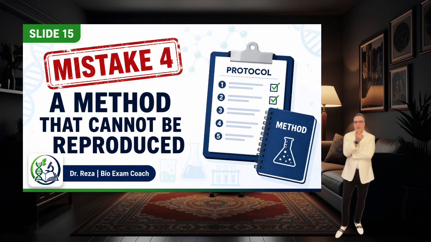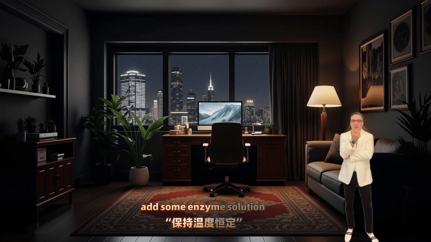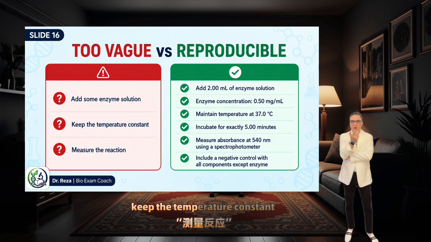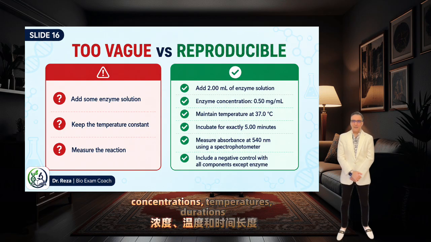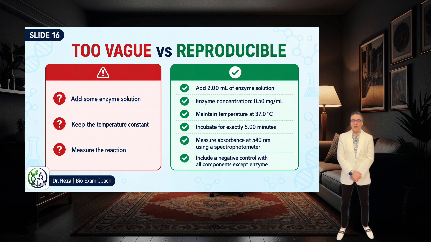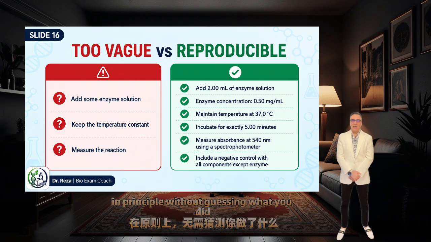Mistake number 4 is writing a method that another person cannot reproduce. Add some enzyme solution. Keep the temperature constant. Measure the reaction. These instructions are too vague. State exact volumes, concentrations, temperatures, durations, measurement techniques, and control procedure. The reader should be able to reproduce the investigation in principle without guessing what you did.